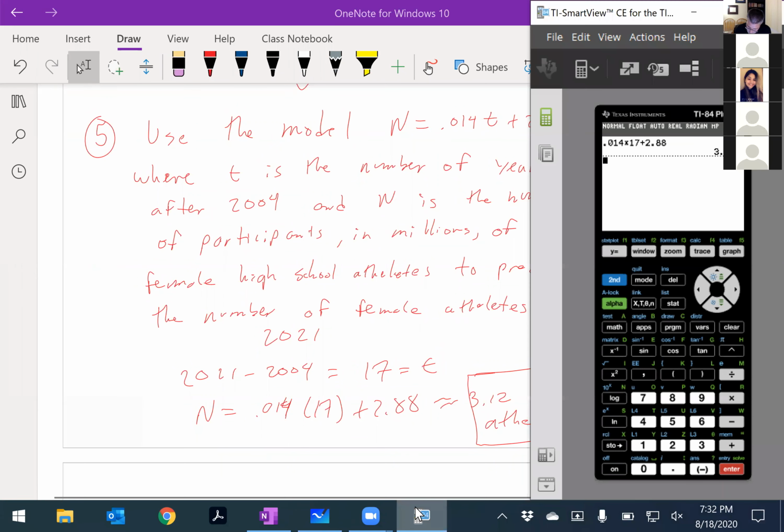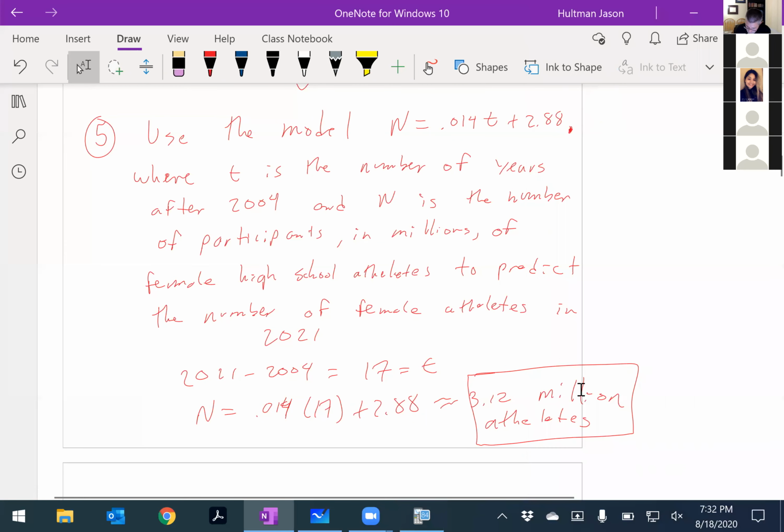Okay, so it's just 3.12 million athletes. I mean, that's basically it. Does that make sense? Any questions on number 5 while I was muted there? Basically we're just using the model. We're plugging in the time, 17 years into the future. It's a predictive model, and we generate the number of athletes using the calculator.